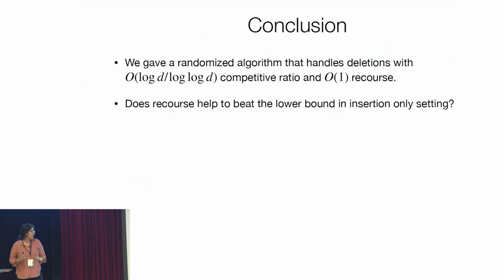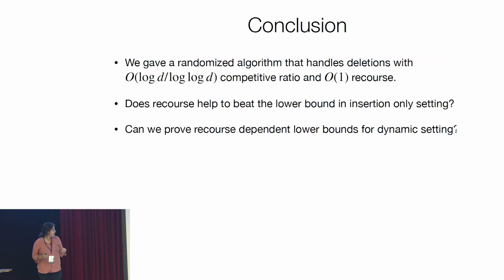What questions can we ask here? We don't know if recourse actually helps to beat the lower bound in the insertion-only setting. And we clearly saw from Varun's talk that in the single dimension case, recourse does help a lot. We get through all these lower bounds because we have recourse, and we even get some sort of trade-off with the amount of recourse. We don't know of any results like that in the multidimensional case.